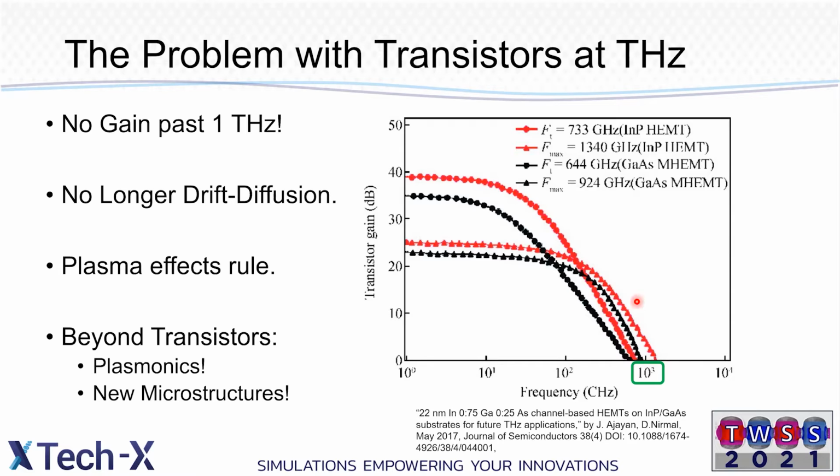What is going on? Why does this happen? It's fairly easy to understand. In the transistor, we're no longer in a drift diffusion situation. We start picking up plasma effects. I'm a plasma physicist, so that means I can finally start to play with the solid state at this point. And so beyond our transistors, we talk about plasmonics and maybe some new microstructures, and that's the subject of this talk.